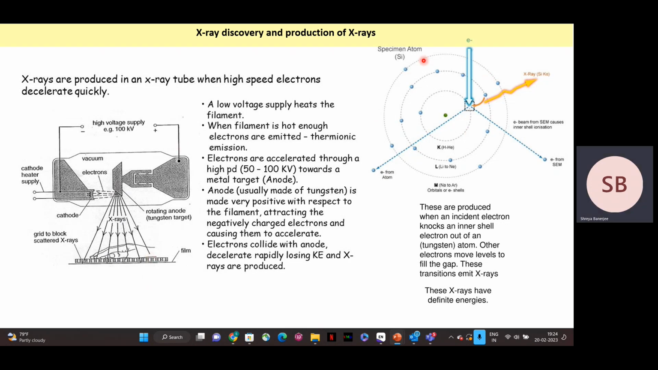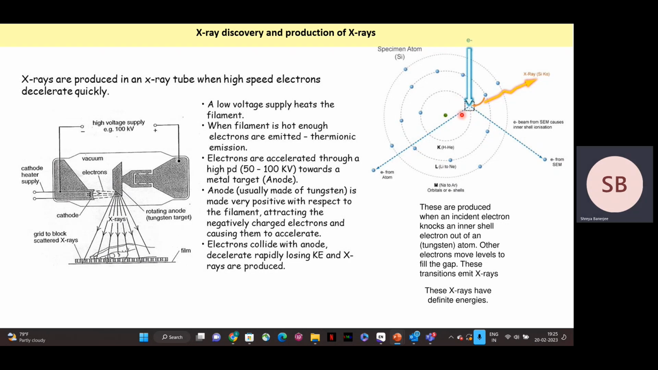If we look at the atomic basis of formation of the X-rays, what happens is that this electron that is accelerated comes and hits the atom, and it knocks out one of the electrons from the inner shell of the atom. This electron that is hitting the atom is basically the electron from the filament which is accelerated. After it knocks out one of the electrons from the inner shell of the atom, this electron is also deflected outside. So then a vacancy is created in the inner shell.